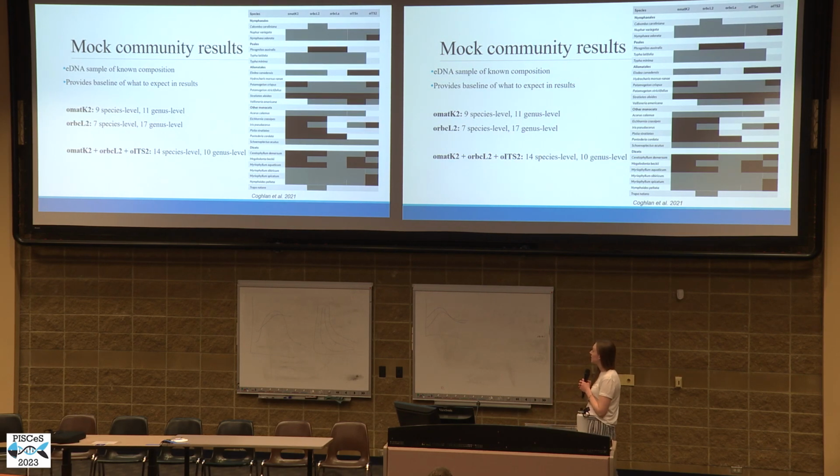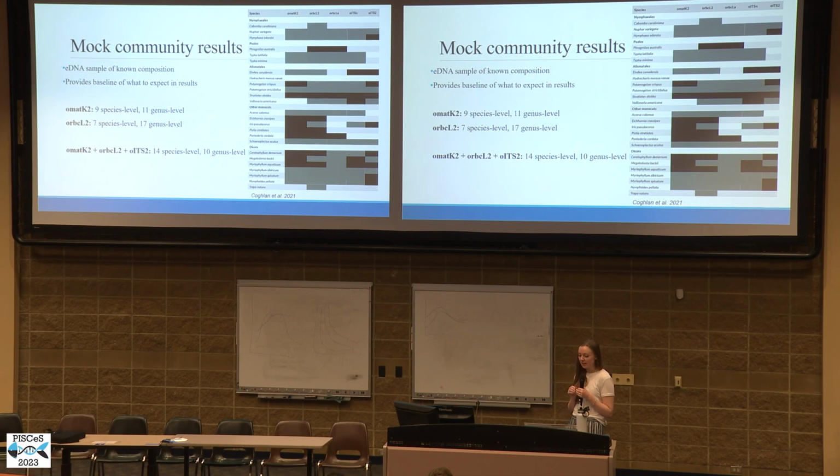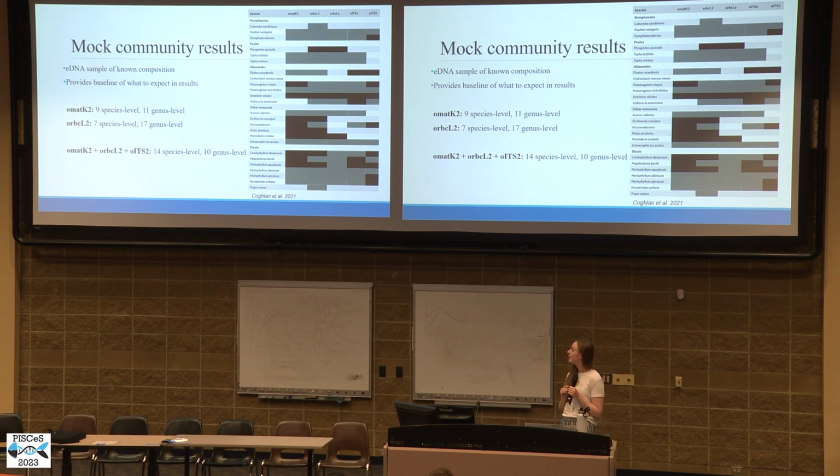So these are the mock community results. The table that I have on the right, you'll see there's 5 columns. So there were the 3 assays that we designed targeting MATK, RBCL, and ITS. And then we also tested 2 metabarcoding assays that were designed for terrestrial plant metabarcoding from soil samples. So we wanted to see whether those would also work for aquatic plants, or if there's some more sensitivity for assays that were designed specifically for aquatic plants.